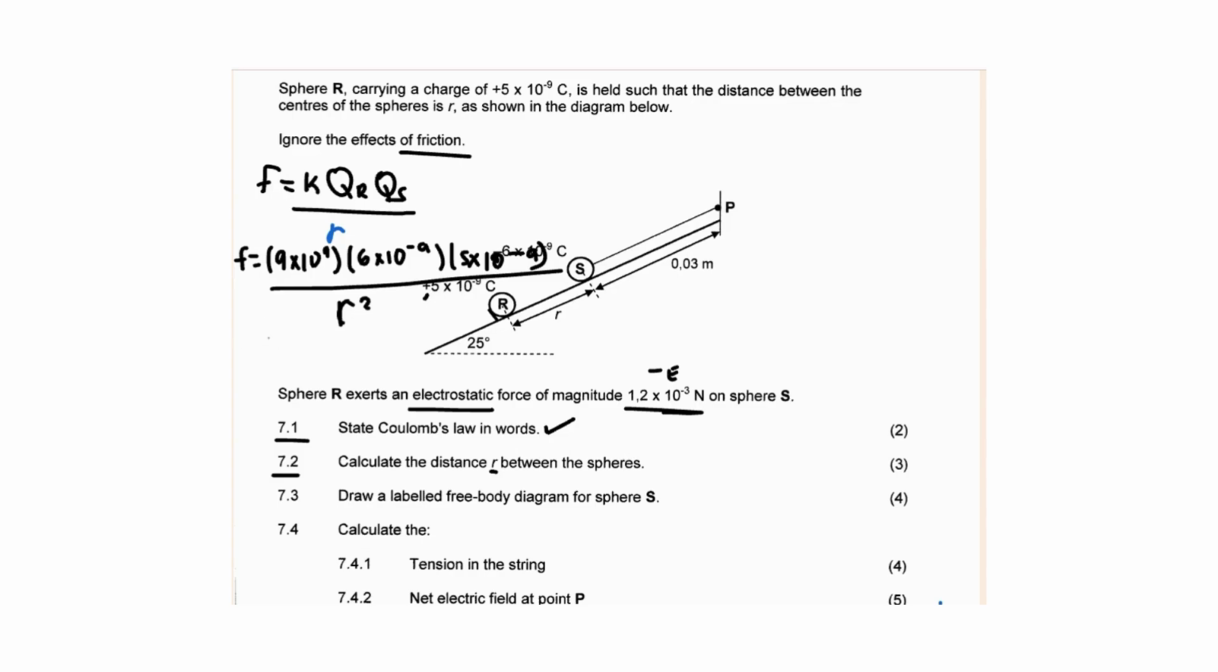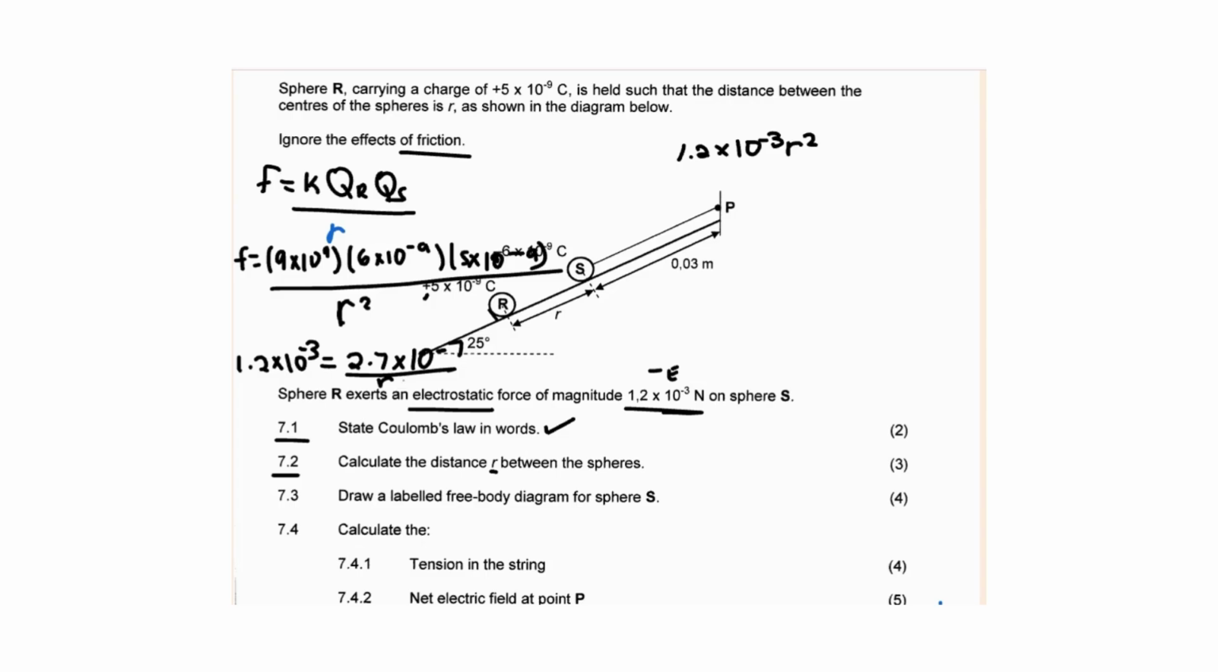Okay, I can plug in the 9 times 10 to the power of 9 times 6 times 10 to the power -9 times 5 times 10 to the power -9, and that gives me 2,7 times 10 to the power of -7. It's divided by r squared equals 1,2 times 10 to the power -3. Then I multiply the r squared with that. I'm just going to drag it to that side. So I have 1 comma 2 times 10 to the power negative 3 times r squared.